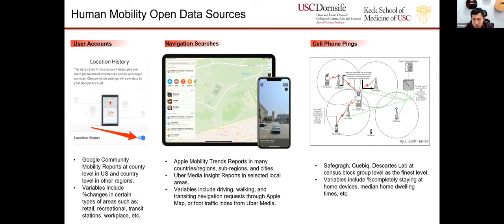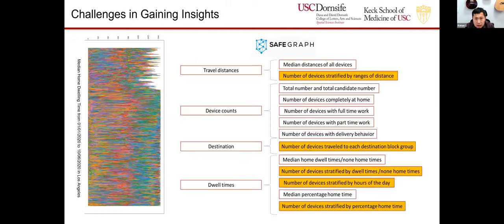The major data source that our team was looking at is the SafeGraph data, because it granted us the finest spatial resolution, at the census block group scale. So I listed all the variables offered by SafeGraph that we can use as proxies of human mobility in studying or modeling the COVID-19 spread.